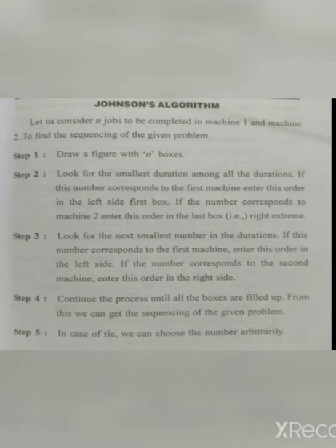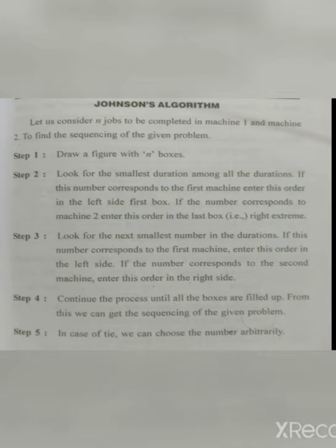For that we have the steps. Draw a figure with n boxes. That means if n jobs are given, you have to draw n boxes. Suppose we have 5 jobs, you should draw 5 boxes. In the next step, look for the smallest duration among all the durations. If this number corresponds to the first machine, enter this order in the left side first box. If the number corresponds to machine 2, enter this order in the last box, that is the right extreme.